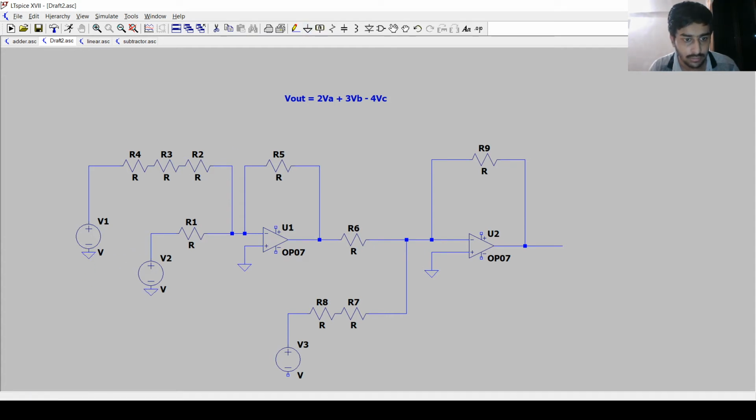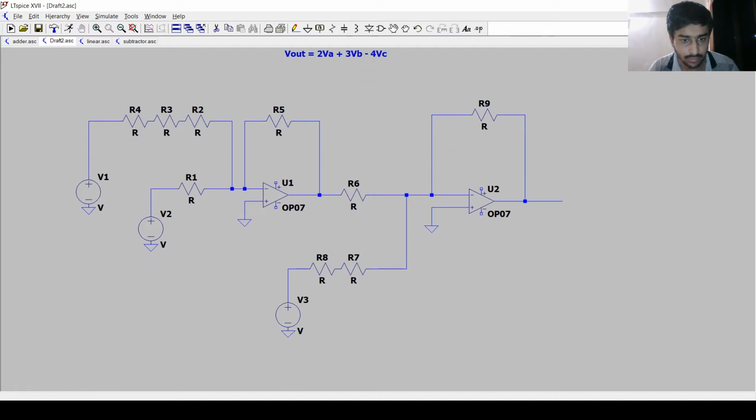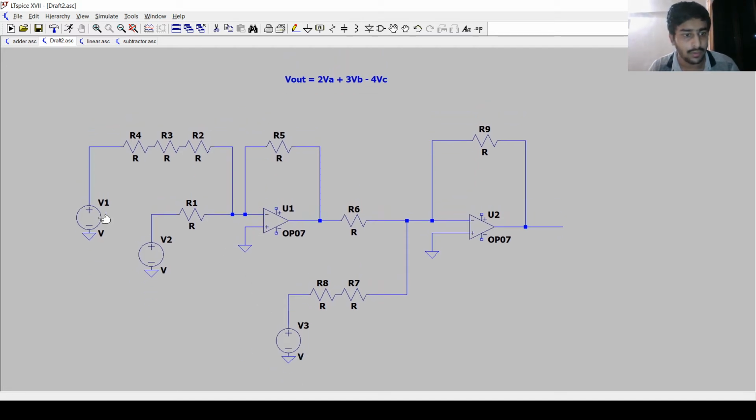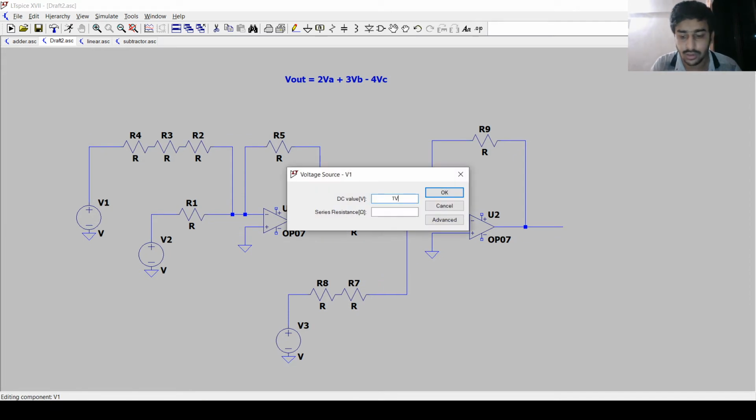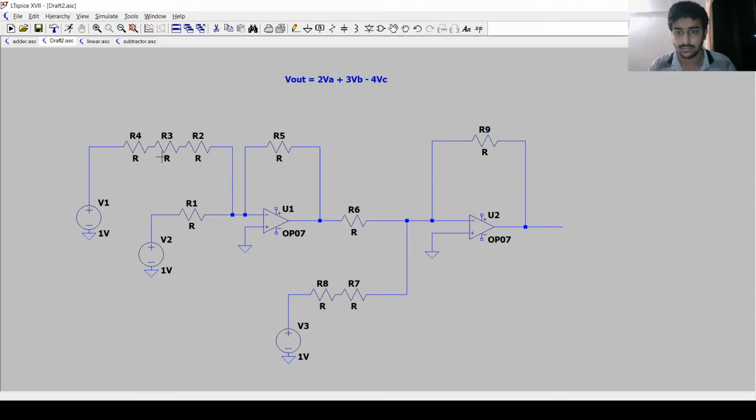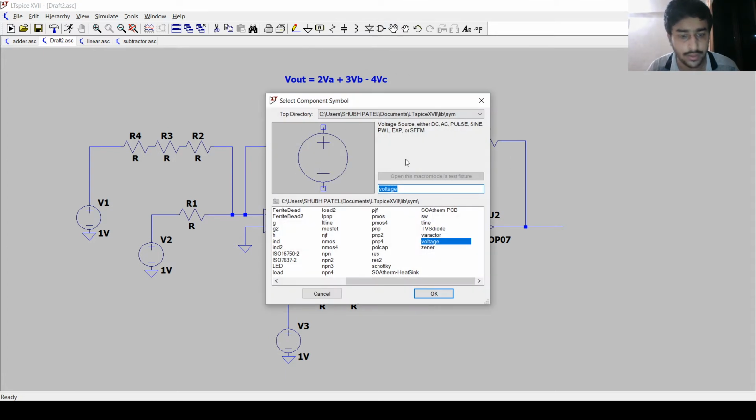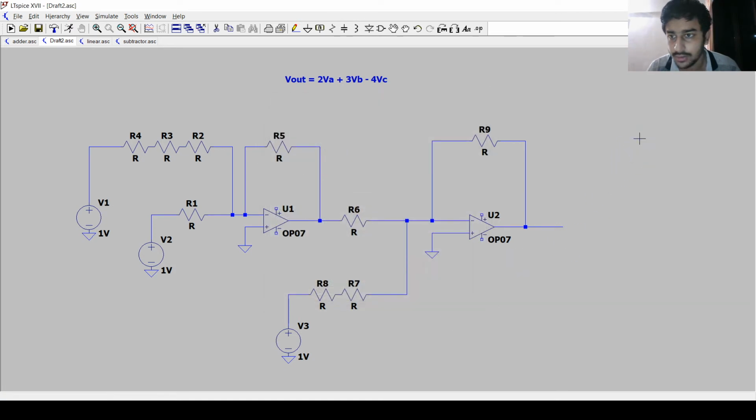Let's ground them. Let's apply voltages of 1 volt to each voltage source. Now let's apply VCC and VEE. For that, go to component, voltage, press OK. Place it over here, connect them using wires. Ground the common terminal using ground component.